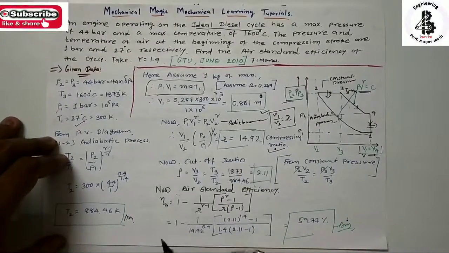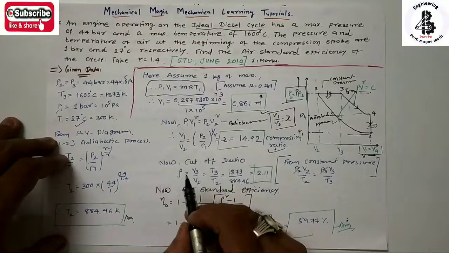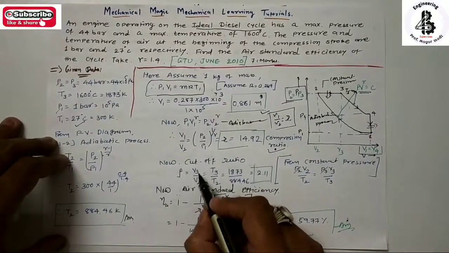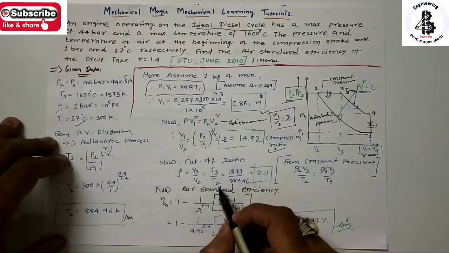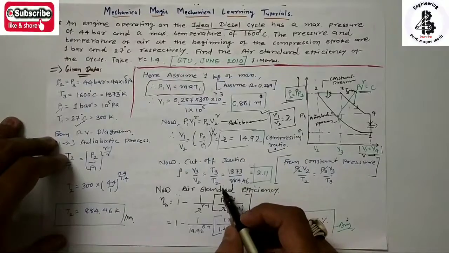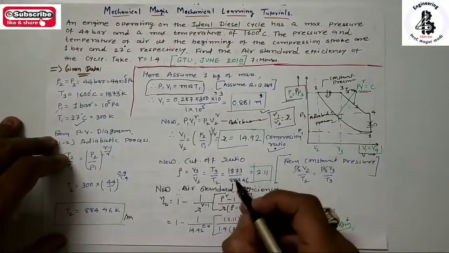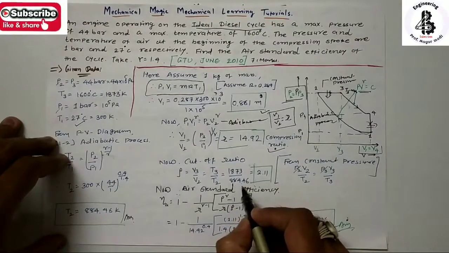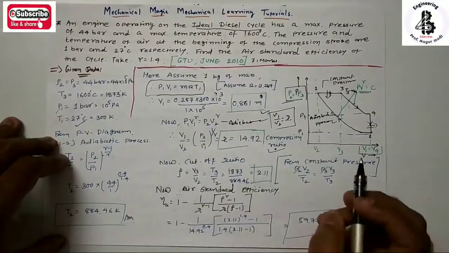Now I am interested in finding the cutoff ratio. As per the definition of the cutoff ratio, which we already saw in the theory lectures, it is equal to V3 upon V2, and it converts into T3 upon T2 because of the constant pressure process. So 1873 divided by 884.46, you will get the cutoff ratio equal to 2.11.